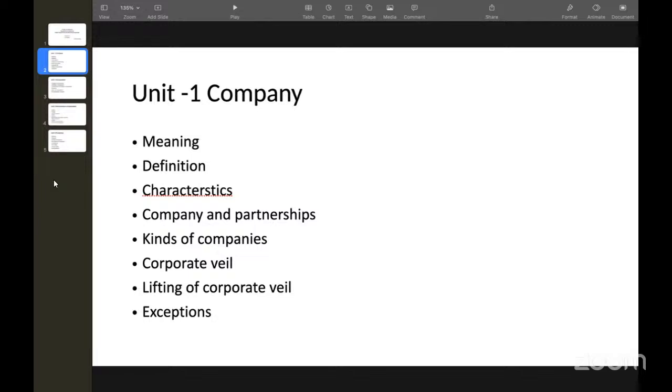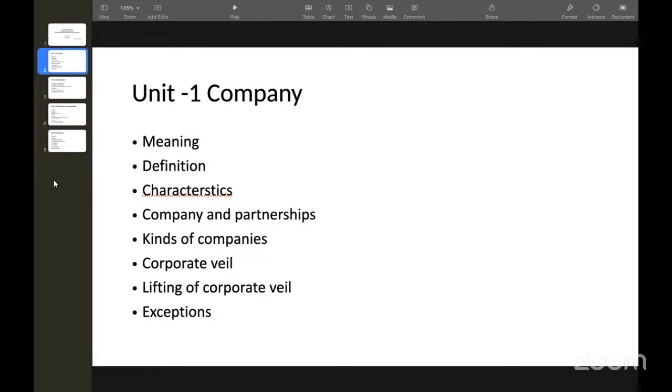Next, we discussed about kinds of companies. They can be classified based on various criteria. There are 5 types. That is, first, based on incorporation. Next is based on liability. Third is based on membership. Fourth is based on control. Fifth is based on purpose.